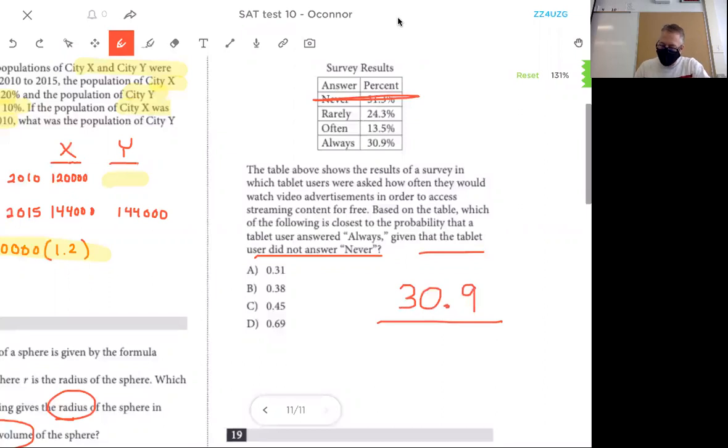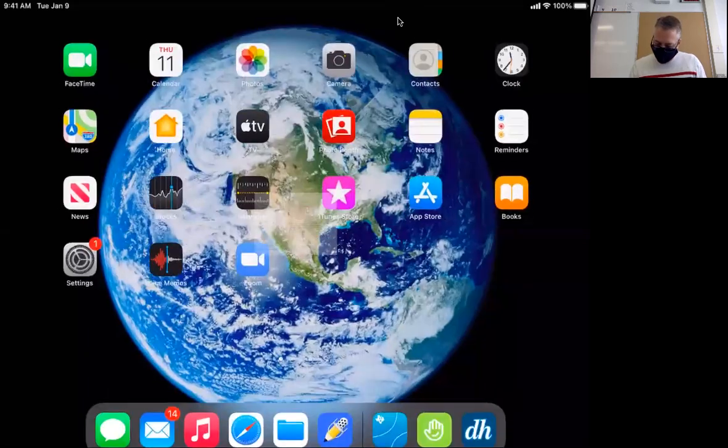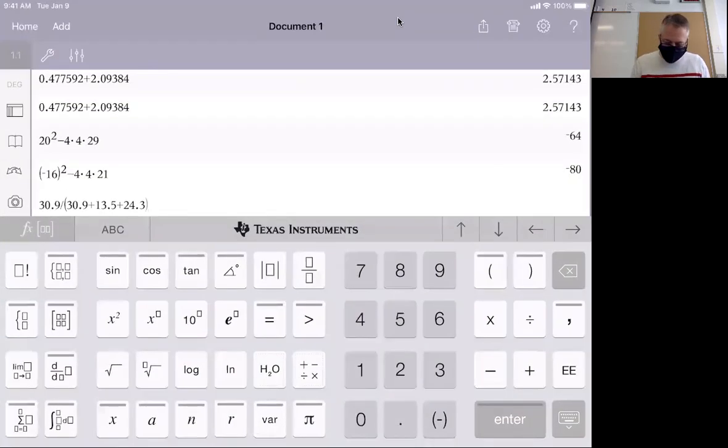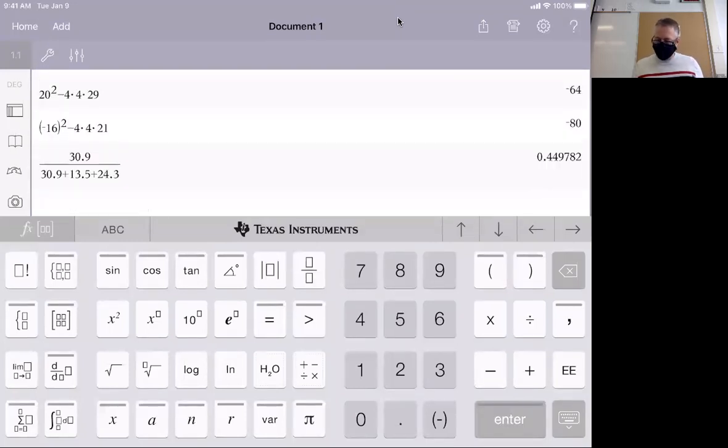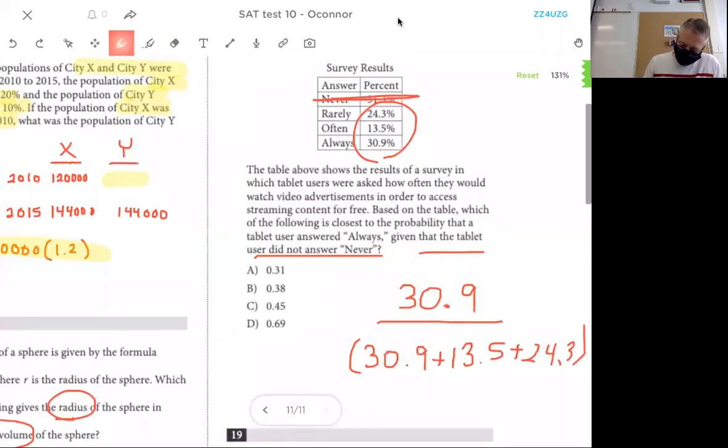So we do 30.9% divided by these three added together, divided by 30.9 plus 13.5 plus 24.3. And that's going to give us our probability. Probability is winners over total, essentially. So that's a great calculator question. This one I definitely would use a calculator. In fact, I think I might have even typed it in. I did. So I already typed it into my calculator. I get 0.4497, which means my answer is 0.45.